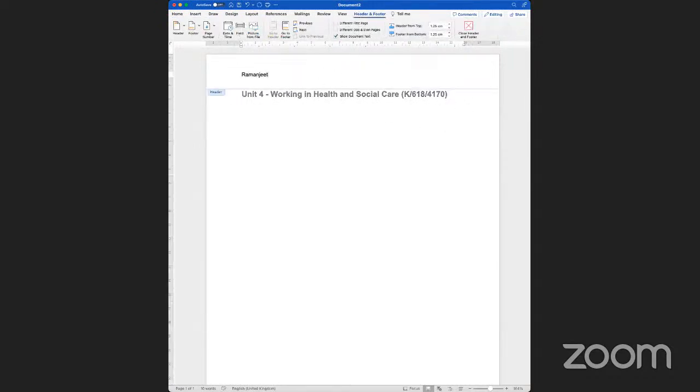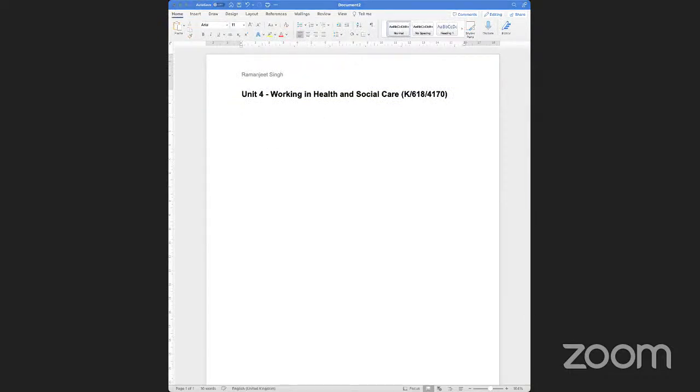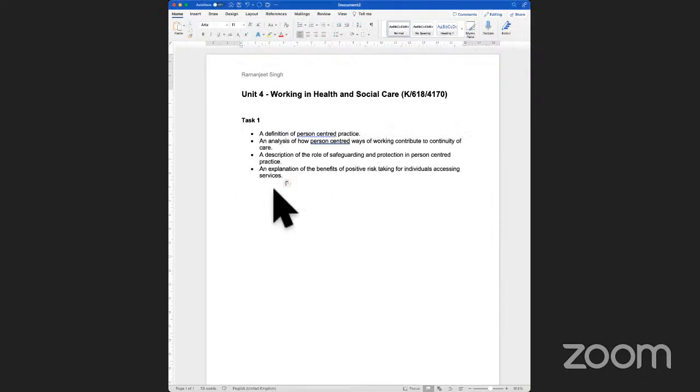I'm going to put my name in as a student that I'm doing this particular assignment. And then what I would do is copy a couple of bits and pieces from the assignment and put them in as tasks. So for example, if I take task one, there are a couple of bullet points in task one that I need to do. So I'm going to write them as they are.